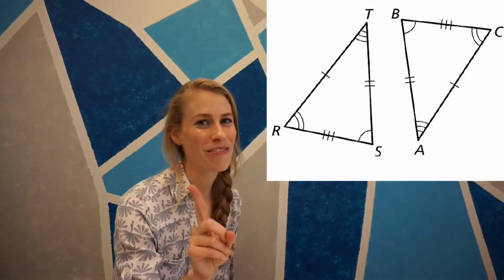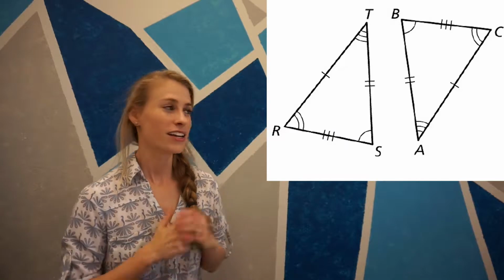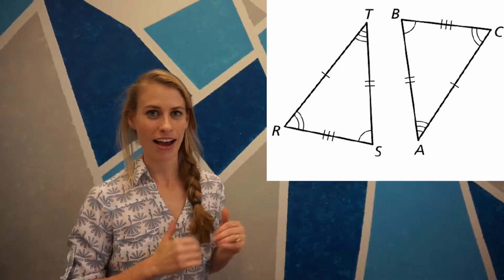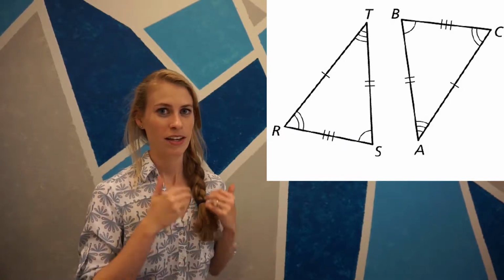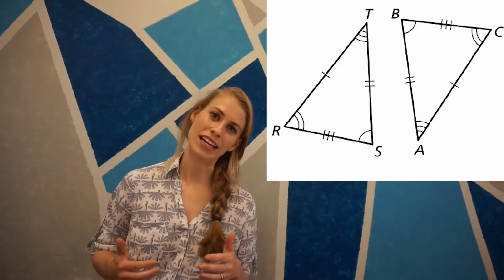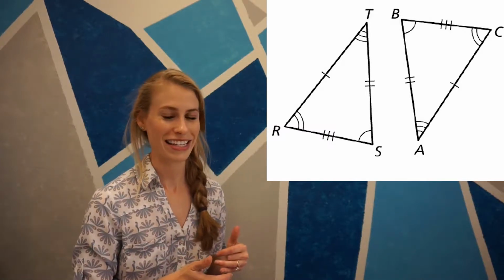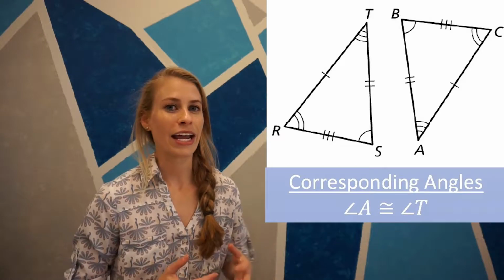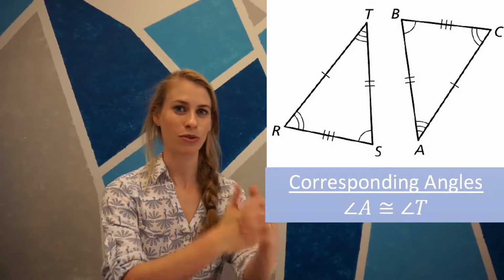The first step that we're going to do is show the corresponding angles are congruent. If we look, angle A has 3 curves. We also see that angle T has 3 curves as well. So therefore we can say angle A is congruent to angle T.